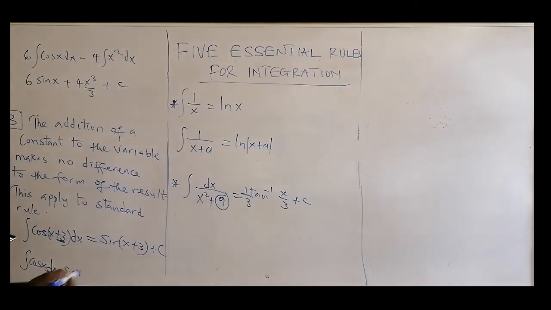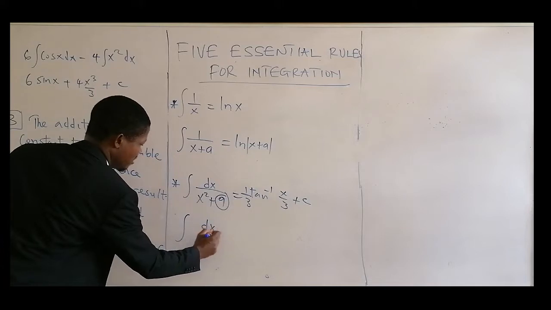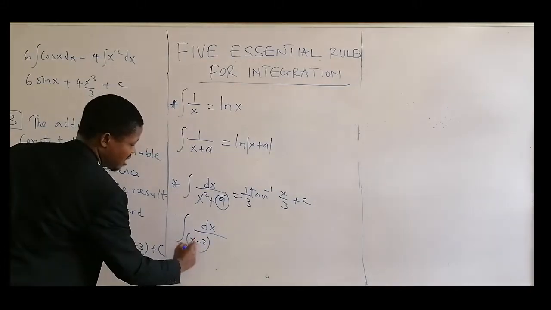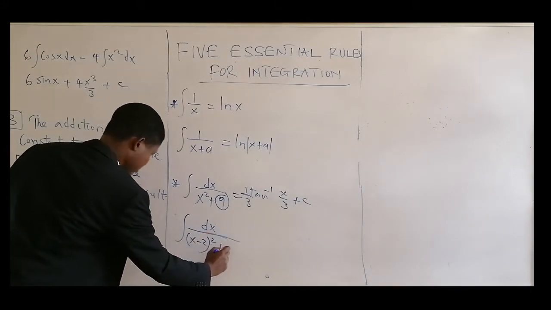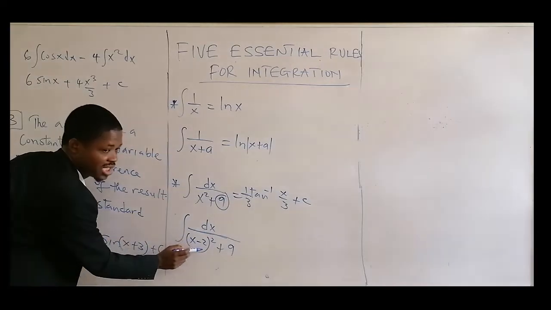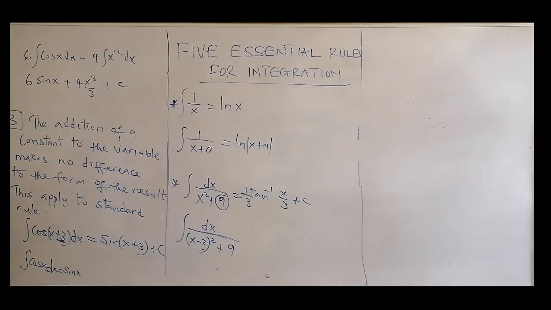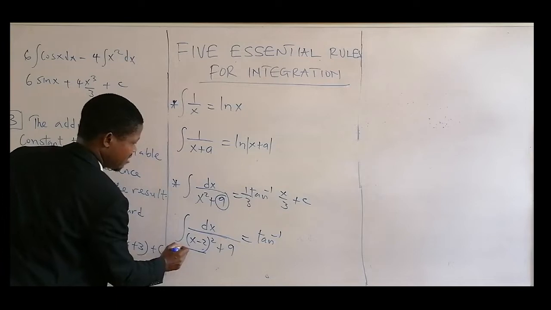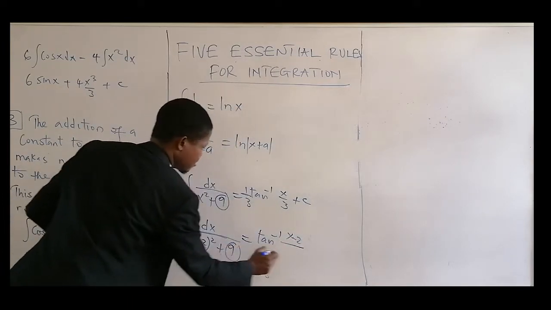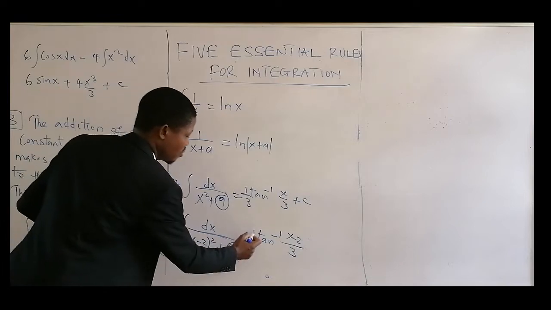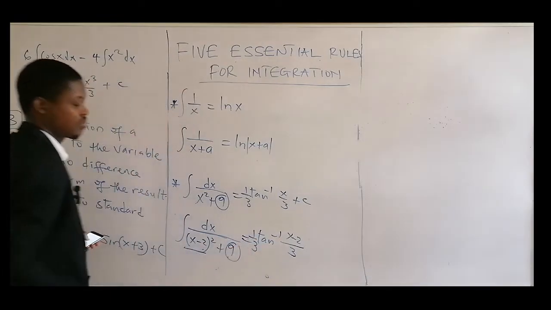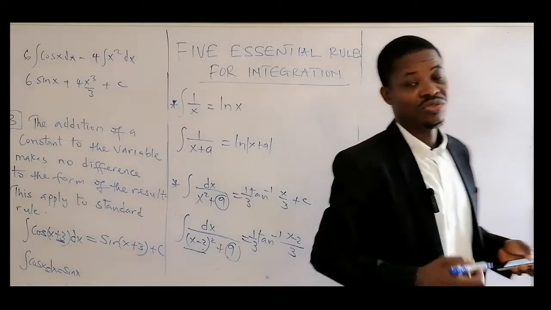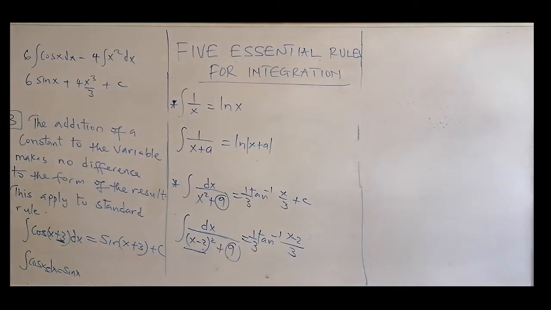Okay. So let's now imagine you're adding a constant to the variable. The variable is x now. The constant you're adding is minus 2 to the variable, and then plus 9. We're adding minus 2 to the variable, and then you square that variable. Does it change the result? No. So this will be equal to arctan of (x minus 2) over 3, then 1 over your a, that's 3. So that's what the rule is saying, that when you're adding a constant to the variable, it doesn't change the form of the result.